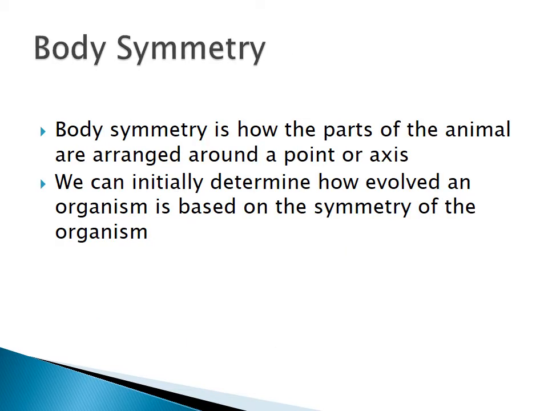One of the ways that we started to organize the different organisms that were found was based on body symmetry. And body symmetry is how the parts of the animal are arranged around a point or an axis. We can initially determine how evolved an organism is based on the symmetry of the organism. We humans have bilateral symmetry. Our left side looks just like our right side. It's a mirror image of it. That bilateral symmetry is actually considered fairly evolved. So anything that doesn't have bilateral symmetry typically is less evolved. And we'll see how that plays out in a second.